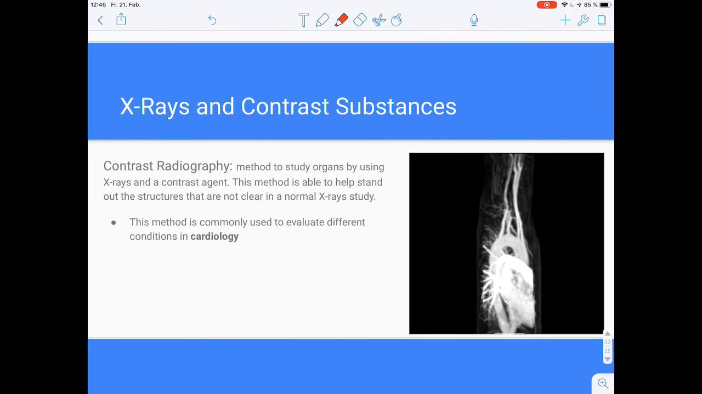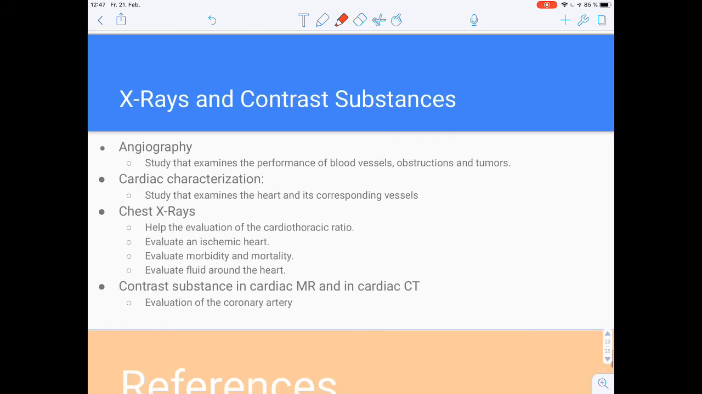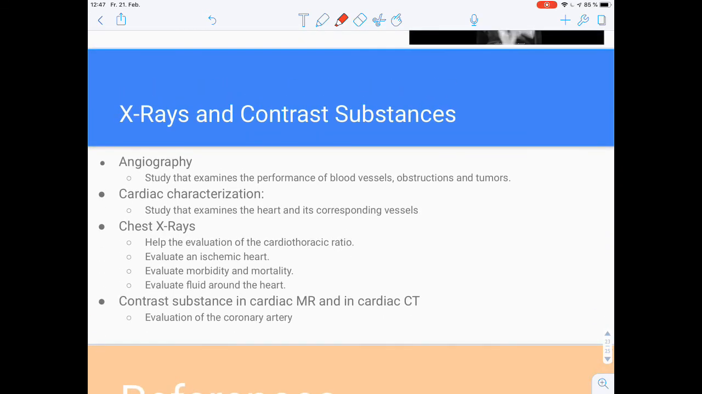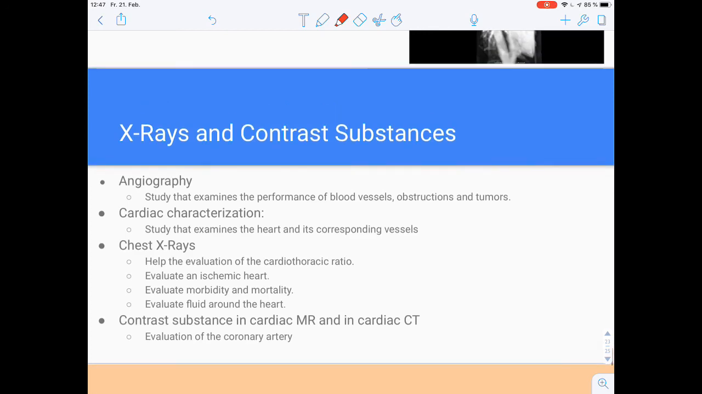Now, contrast radiography. This is a method to study organs by using the X-rays and a contrast agent. This is commonly used to evaluate different conditions in cardiology. Some of the applications in cardiology are the following: the angiography, which is a study that examines the performance of blood vessels, obstructions, and tumors. The cardiac catheterization, that is a study that examines the heart and its corresponding vessels. The chest X-rays, that help the evaluation of the cardiothoracic ratio, evaluate an ischemic heart, evaluate morbidity and mortality, evaluate fluid around the heart, and contrast substance in cardiac MR and in cardiac CT, that is the evaluation of the coronary artery.